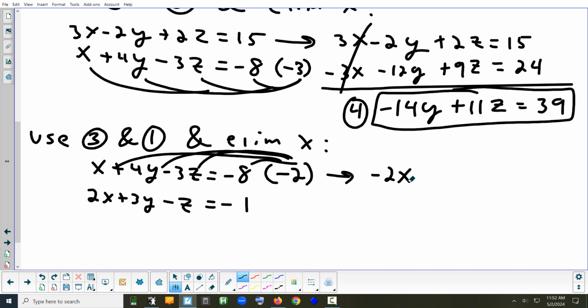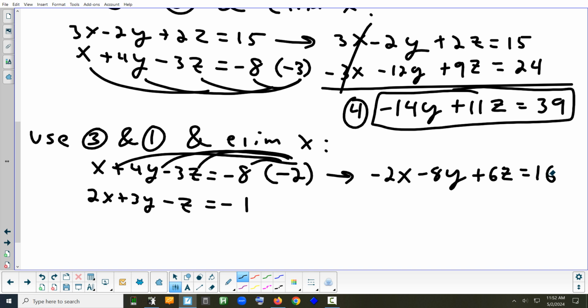No, negative 8. Negative what? 8y. Negative 8y. And then plus 6z. Plus 6z. Alright, and then it equals 16. 16. Yep.